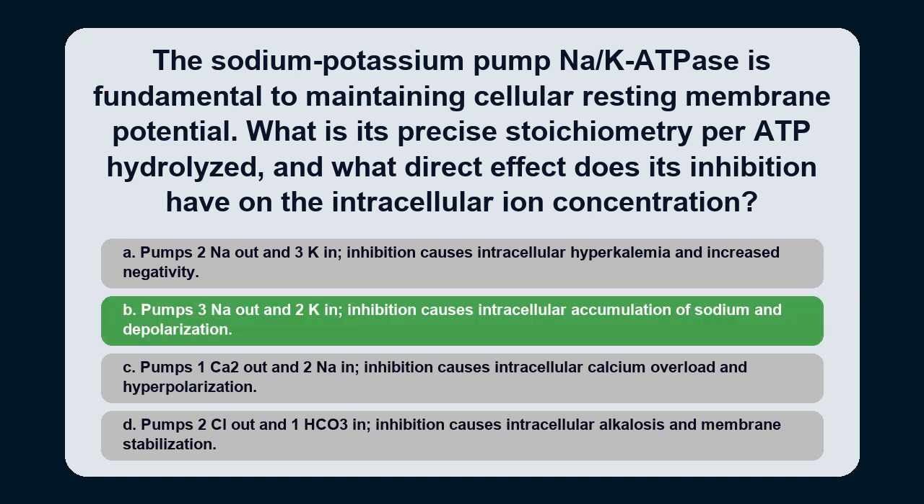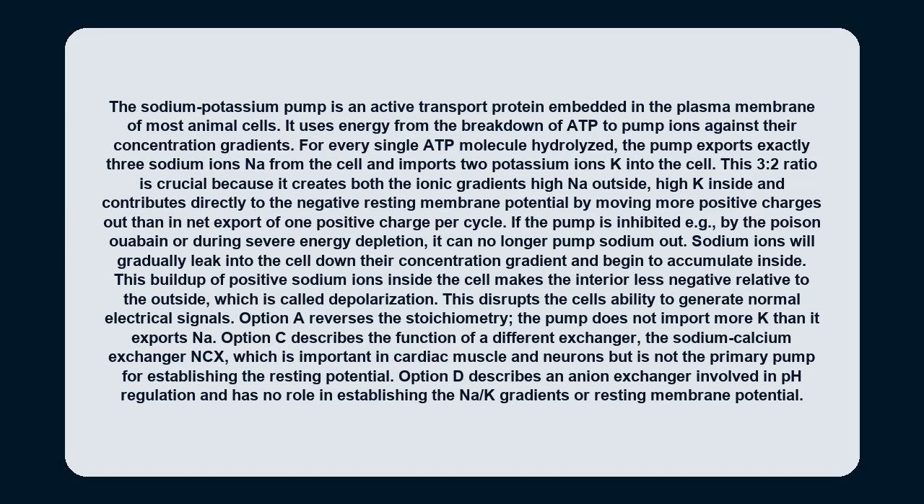The answer is B. The sodium-potassium pump is an active transport protein embedded in the plasma membrane of most animal cells. It uses energy from the breakdown of ATP to pump ions against their concentration gradients. For every single ATP molecule hydrolyzed, the pump exports exactly 3 sodium ions (Na+) from the cell and imports 2 potassium ions (K+) into the cell.